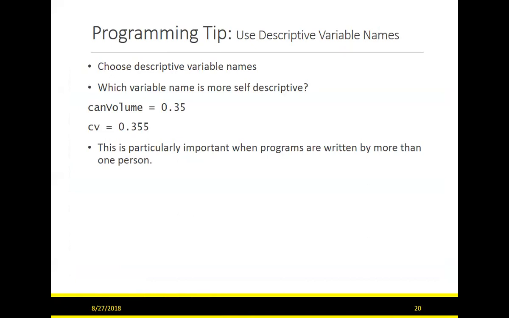It says choose definitive names. Which variable names are more descriptive, scan or can volume or CV? Obviously can volume. If I saw CV without seeing what it was in, what do you think I would think it is? Resume. A resume. Curriculum vitae. Okay. So depending on, like, as a professor, I would say resume is the CV. You guys are probably like, I don't know. So it's important when programs are written by more than one person.